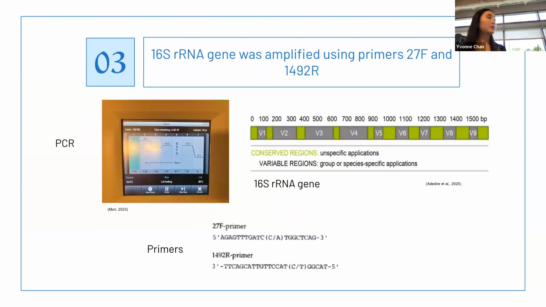So after we collected the skin samples, I amplified the 16S rRNA gene using the primers 27 forward and the 1492 reverse. And the reason why I decided to look at the 16S rRNA gene is because this is a highly conserved region in bacteria, and we can use this to identify the different bacteria species in the samples.